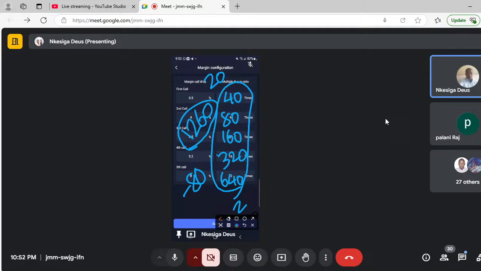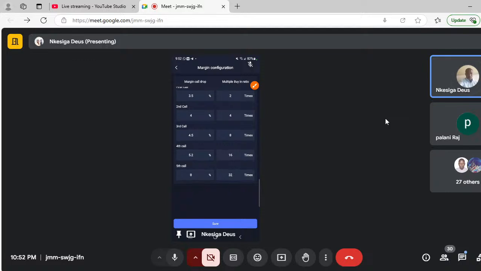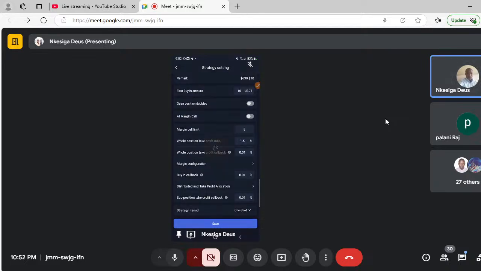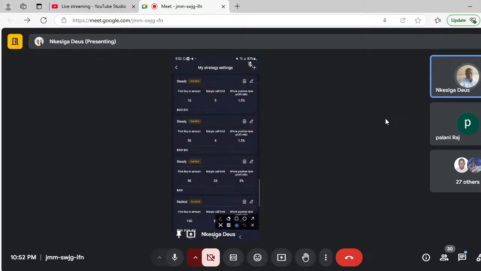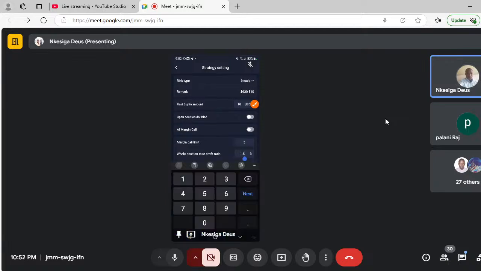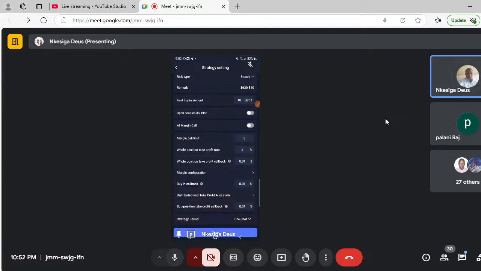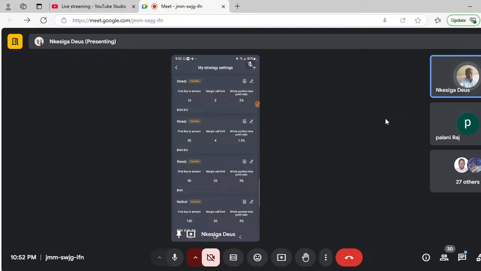Are we there? Okay, so that is it. This side, don't change anything. Leave it there, and we save our strategy. Meaning, everything is here. I want to take 2%. Let me take 2. But when you get 1.5, most of the coins can rise to 1.5. Anyway, let's go with that: 1.5, 2%, 3%.